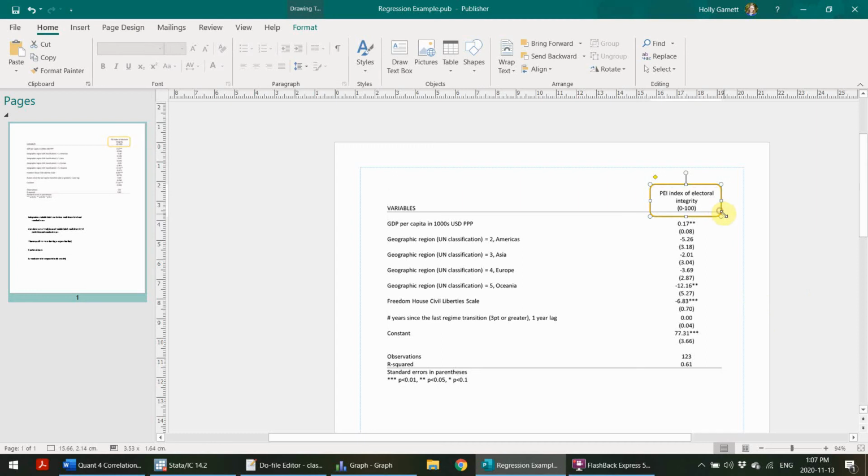And now we look for our independent variable, and usually that'll be the first, sometimes it's not, but usually it'll be the first of these variables listed here. So in our case, GDP per capita in thousands of US dollars, purchasing power parity. Then for each of these independent variables, and also these are the confounding variables, so you can see we have here things that we think will also influence the relationship. So we have region right here. We have the Freedom House scales for civil liberties. And we have the number of years since the last regime transition. So that's a regime durability measure.